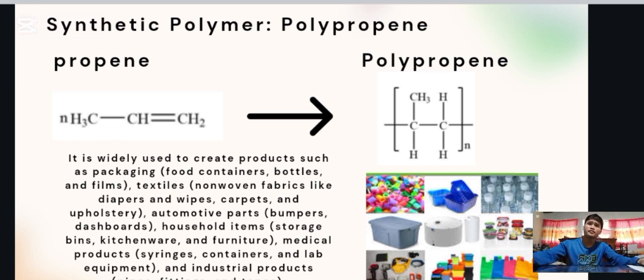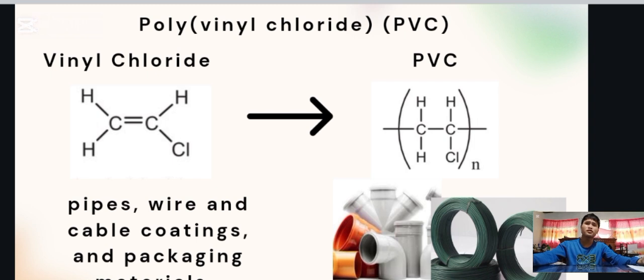Next is polyvinyl chloride, or PVC. Its monomer is vinyl chloride, and its polymer is polyvinyl chloride, or PVC. Its chemical formula is C2H3Cl. The products made from it are pipes, wires, and cable coatings and packaging materials.